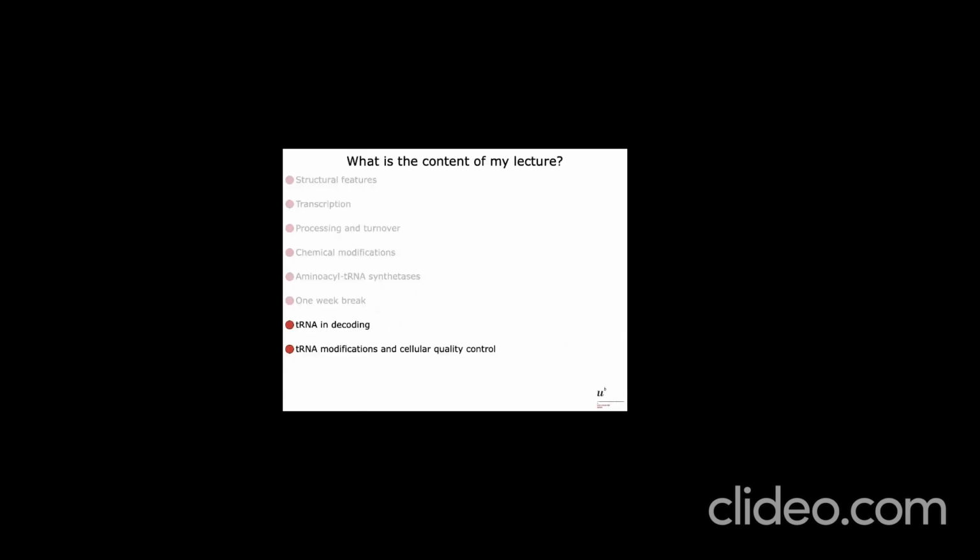What I told you about last week were the main processing steps of tRNAs and how they get made. And I finished by talking about the amino acid tRNA synthetases. And after our longer break, I will now continue by talking about the main role that you are familiar with of tRNAs in decoding. And then in the second half, and this is not going to be required for the exam, I'll speak about what we've done in the field of tRNA modifications and quality control.